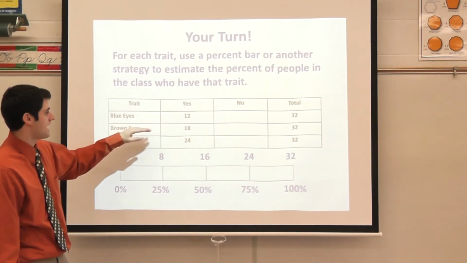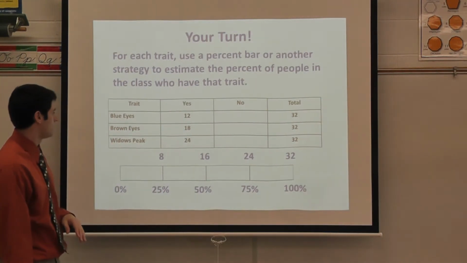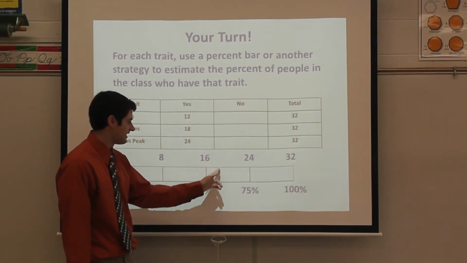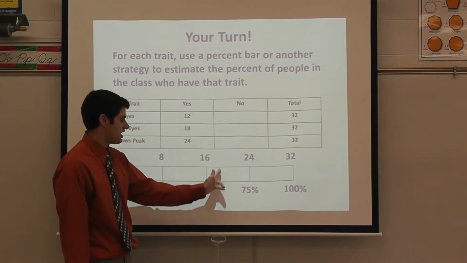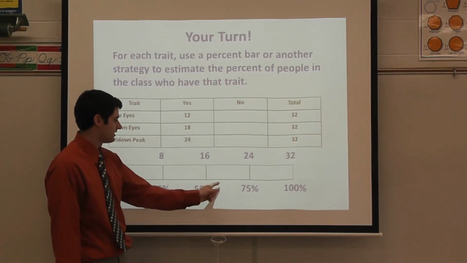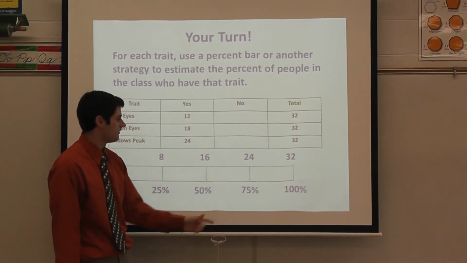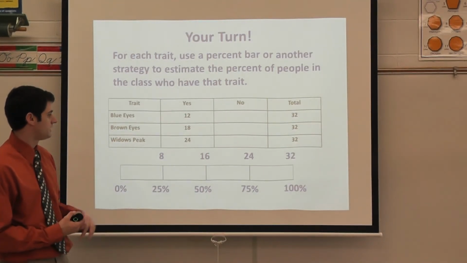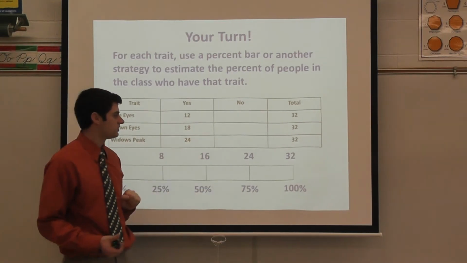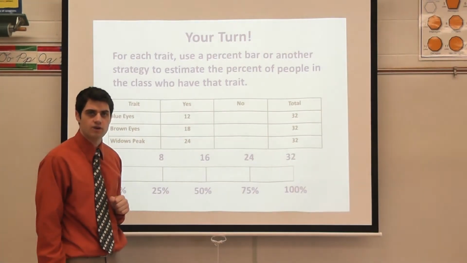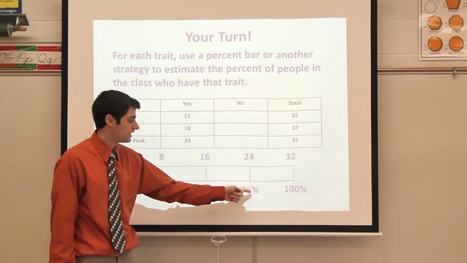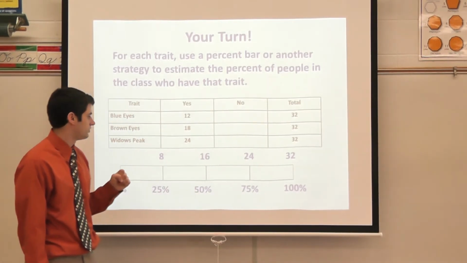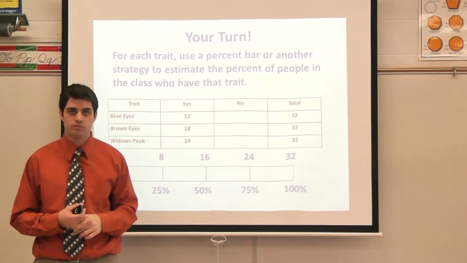If I look at brown eyes, it's 18 out of the 32. So I know 18 is a little bit more than 16. I can estimate that it'd be about right here on my percent bar. And I might estimate this to be about 60% of the students having brown eyes. And lastly, my widow's peak here. 24 out of the 32. Well, this kind of worked out pretty handy, right? I already have 24 right here, which I know is 75%. So, 75% of the students in this classroom would have a widow's peak.